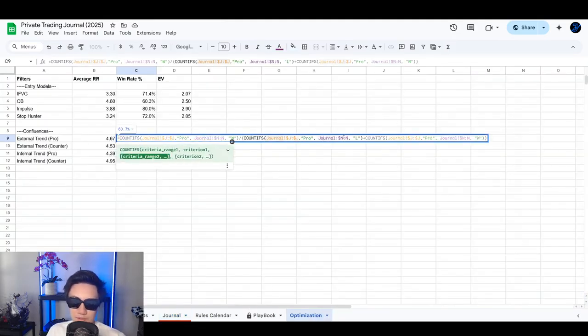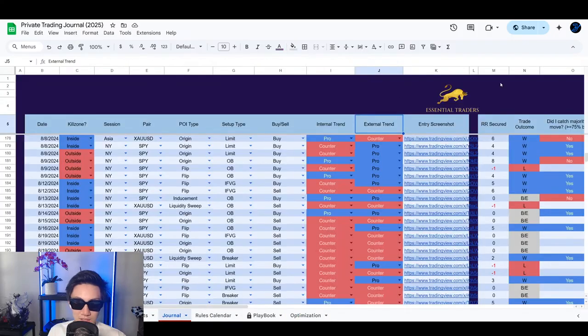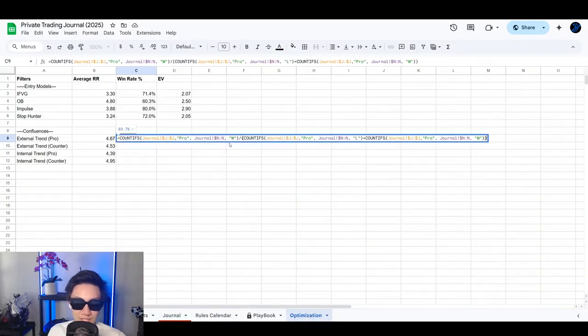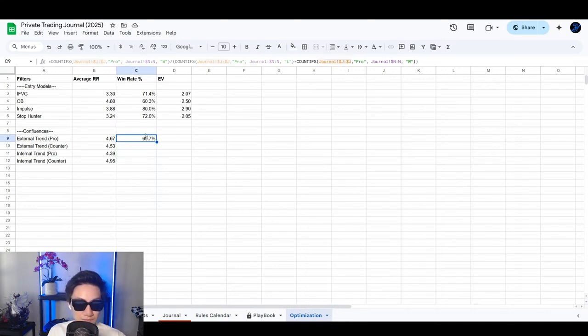There's a counting number of losses considering this filter here of pro inside today. Now N is just a wins and loss column. So N is just trade outcome. We don't ever consider break even. So break evens are neutral. That's not within the formula here. The formula is just total wins divided by the total number of trades, wins plus losses.